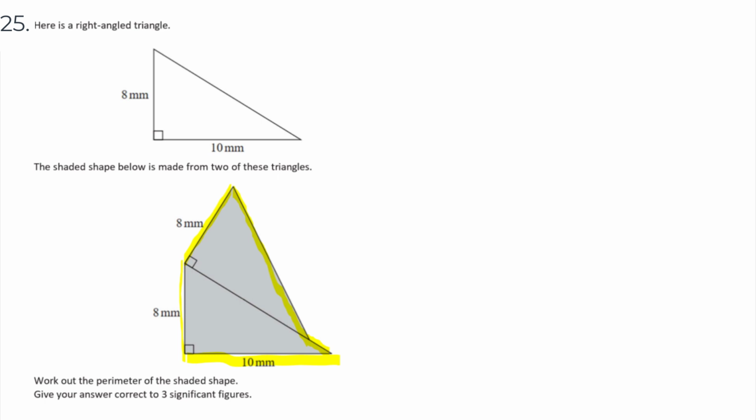Now that long side there, that hypotenuse, I can find, can't I, using Pythagoras' theorem. c squared equals a squared plus b squared, where c is the longer side of your right angled triangle and a and b are the other two sides. Okay, so I've got a squared, which is 8 squared, plus b squared, 10 squared. What's that then? 8 squared is 64, 10 squared is 100.